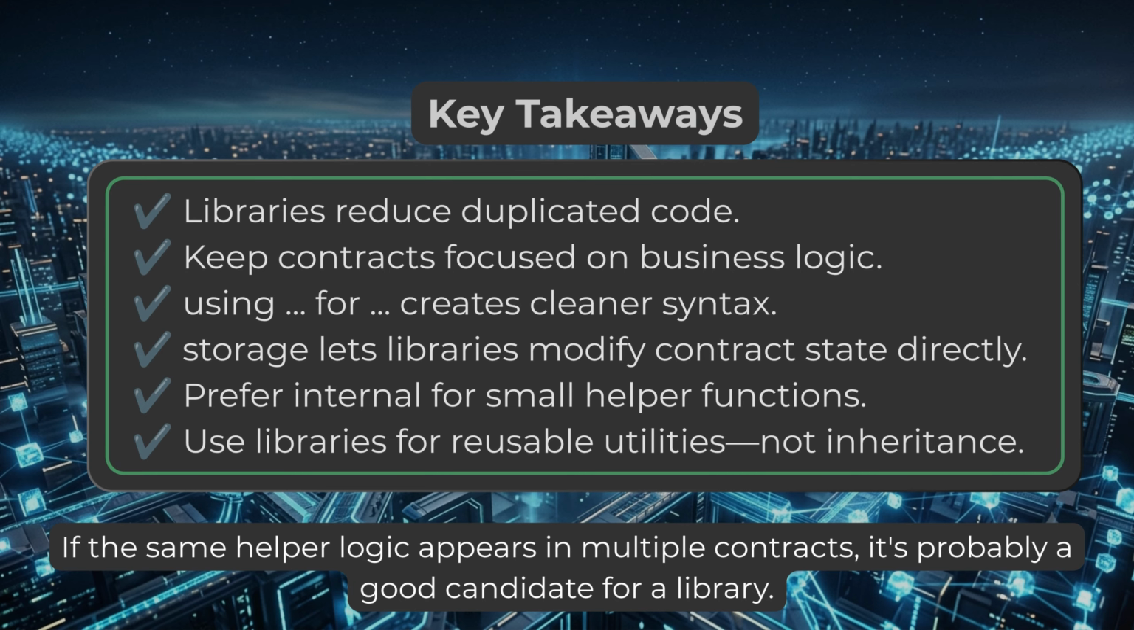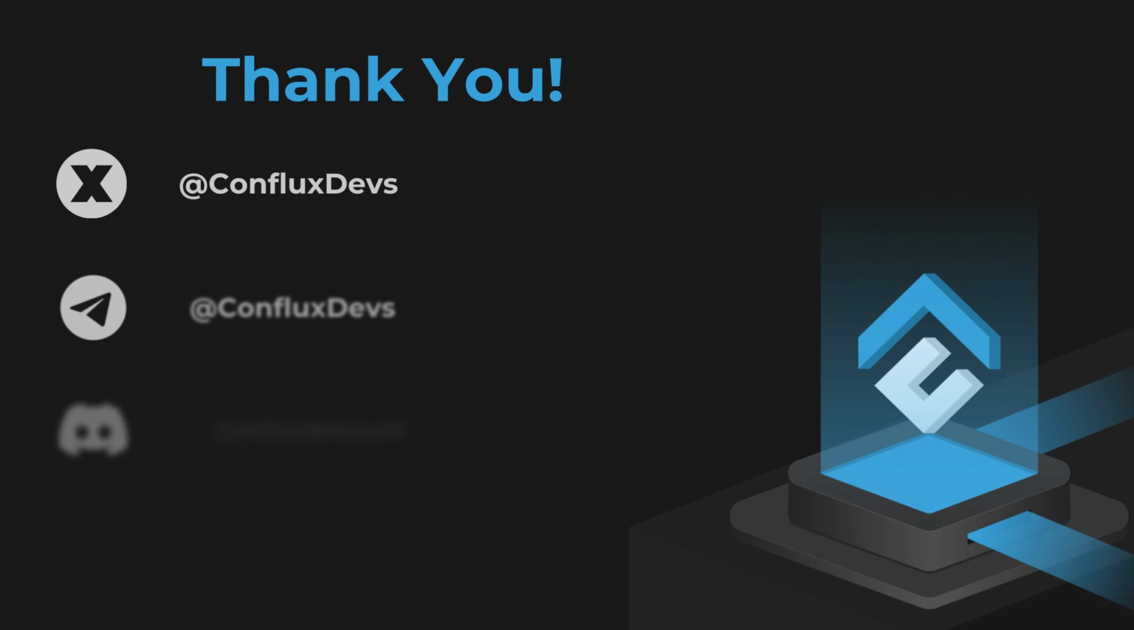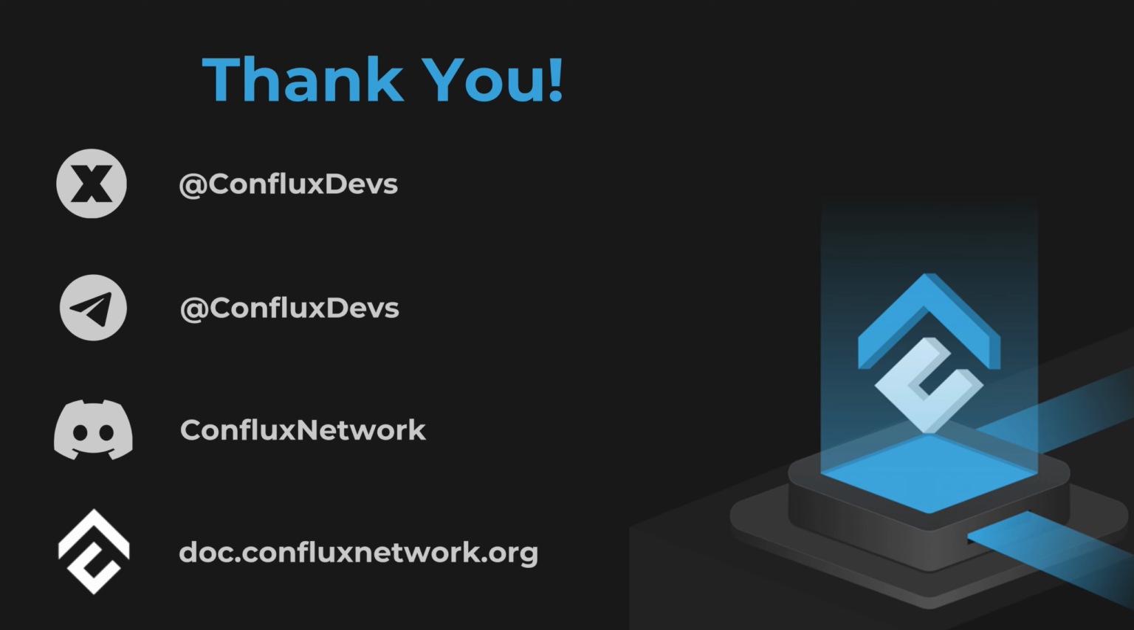Instead of copying helper functions across contracts, isolate reusable logic into libraries and keep your contracts focused on business rules. As a rule of thumb, if the same helper logic appears in multiple contracts, it's probably a good candidate for a library. Once you become familiar with libraries, reading and building production Solidity projects, especially those based on OpenZeppelin, will feel much more natural.